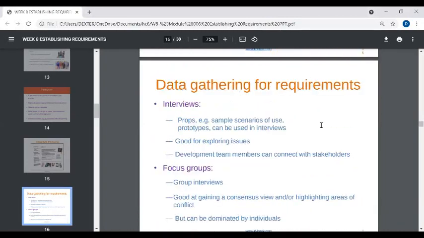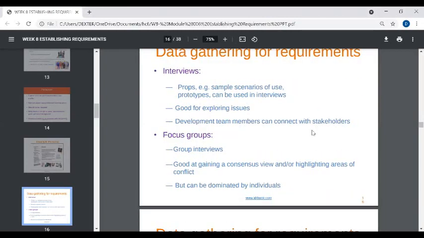So data gathering for requirements. So we have the interview, focus group discussion. Overall, the purpose of data gathering in a requirements activity is to collect sufficient, relevant, and appropriate data so that a set of stable requirements can be produced. Even if a set of initial requirements exists, data gathering will be required to expand, clarify, and confirm those initial requirements.